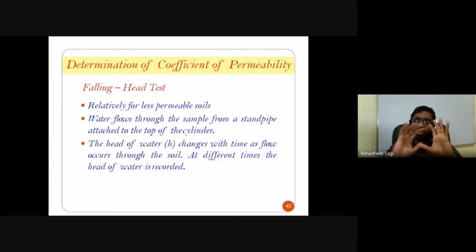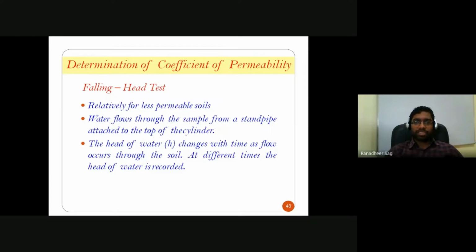Test setup, everything is going to be the same, but to the top of your cylindrical mold in which you are placing the soil sample, you are going to attach what is called a small diameter tube. Water is going to be there in that small diameter tube, and we'll see how the water level in that tube is falling over the change in time. Okay, how the level in that standpipe changes, and accordingly we'll calculate the coefficient of permeability. The head of water changes with time as flow occurs through the soil.